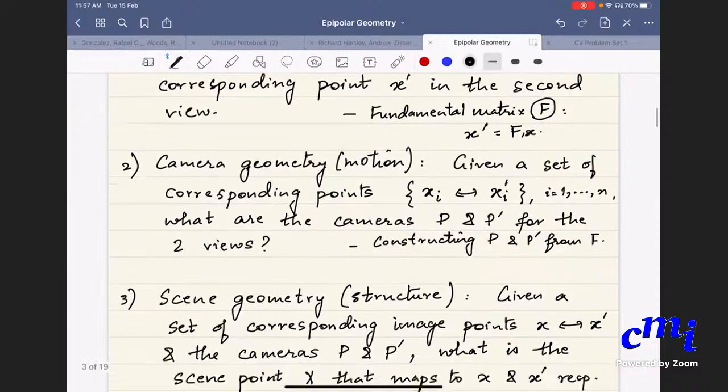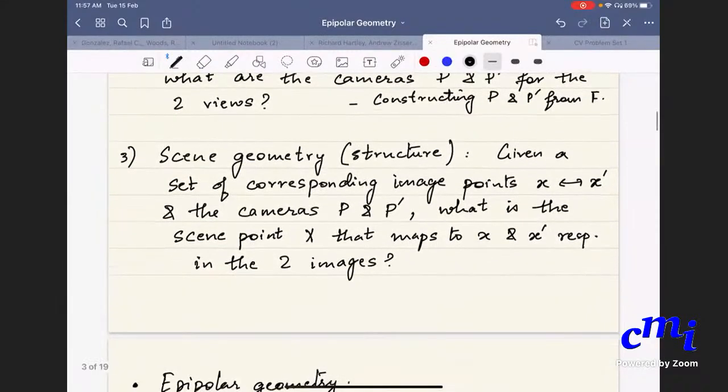The third one is the reconstruction problem: suppose you know the correspondences and from them you have calculated the camera matrices, can you reconstruct the scene point, the actual world point, from this information? This is the question asked in scene reconstruction. In this context, one should note that when you take an image through a camera, what you have lost is depth. The depth information is lost.